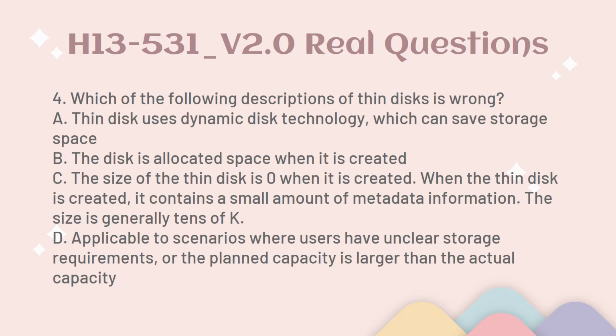4. Which of the following descriptions of thin disks is wrong? A. Thin disk uses dynamic disk technology, which can save storage space. B. The disk is allocated space when it is created. C. The size of the thin disk is 0 when it is created. When the thin disk is created, it contains a small amount of metadata information. The size is generally tens of K. D. Applicable to scenarios where users have unclear storage requirements, or the planned capacity is larger than the actual capacity.